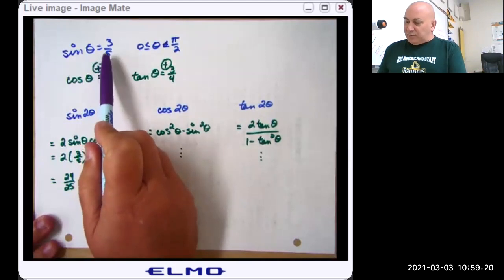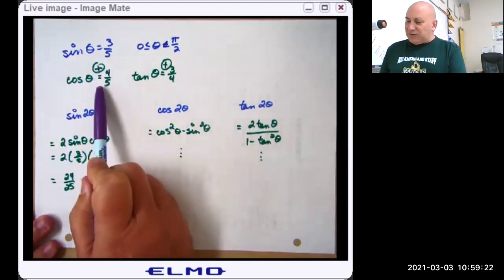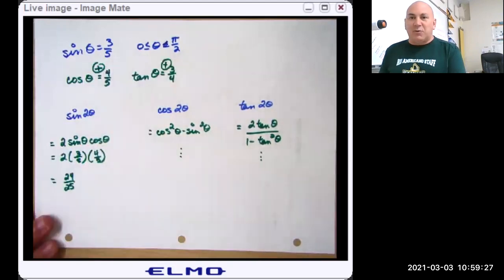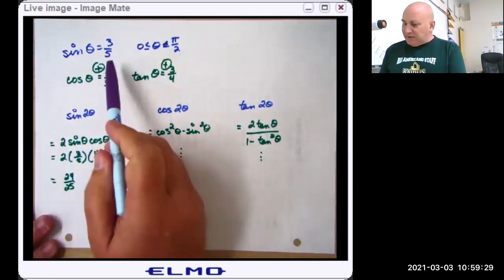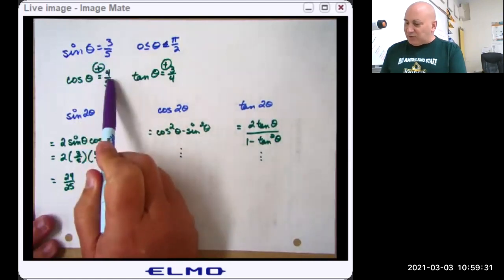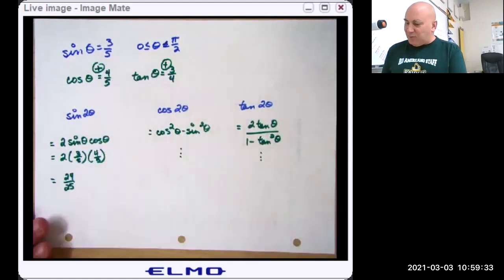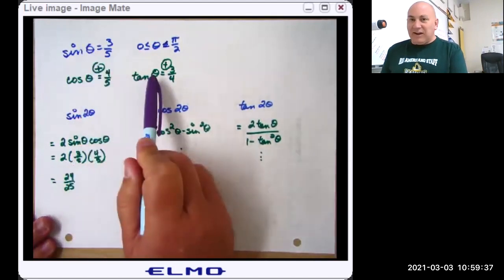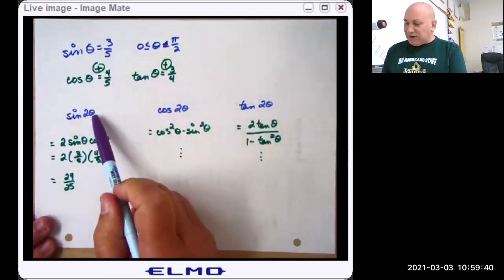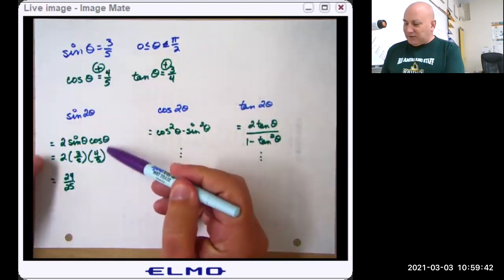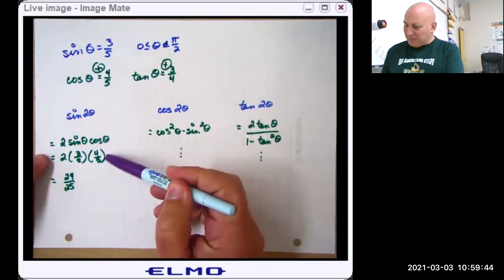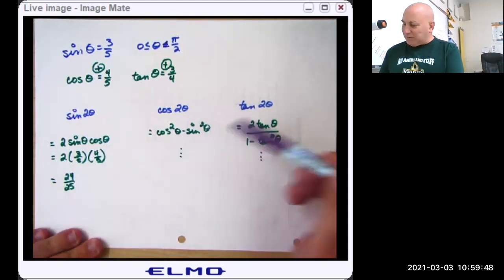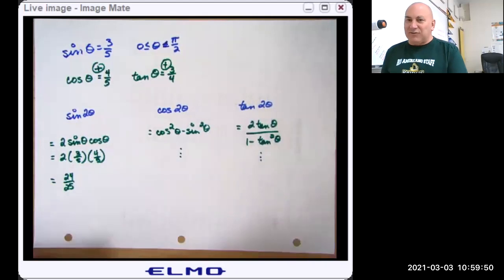So we could do the Pythagorean identity and get cosine as 4/5, and we know it's positive because theta's in the first quadrant. And tangent is sine theta over cosine theta, which is positive 3/4. I now know sine theta, cosine theta, and tangent theta. So I can do the sine of 2 theta, substitute the numbers in. The cosine of 2 theta, substitute the numbers in, and tangent of 2 theta.